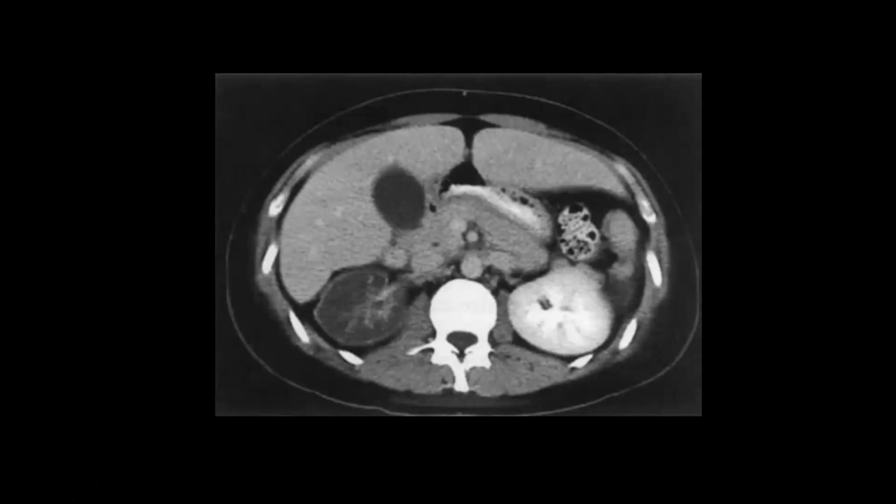This is a patient after trauma who had right flank pain. You can see the normal enhancement of the left kidney, while the right kidney has no enhancement at all, only linear enhancement in the capsule. This is a complete infarction of the right kidney due to renal artery dissection.